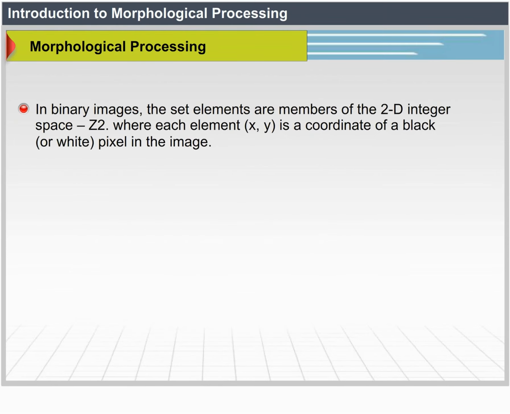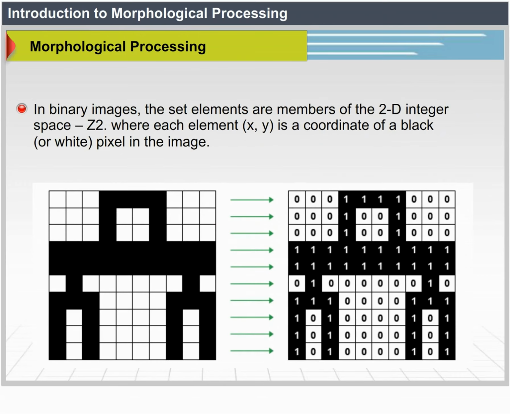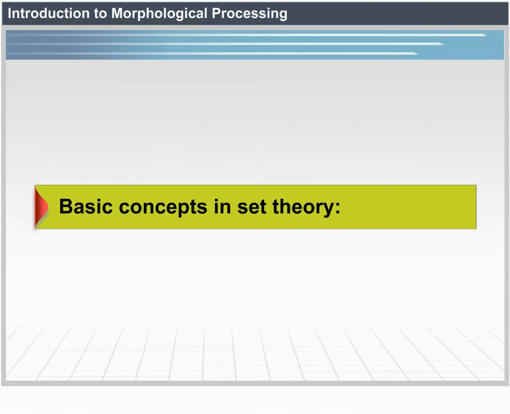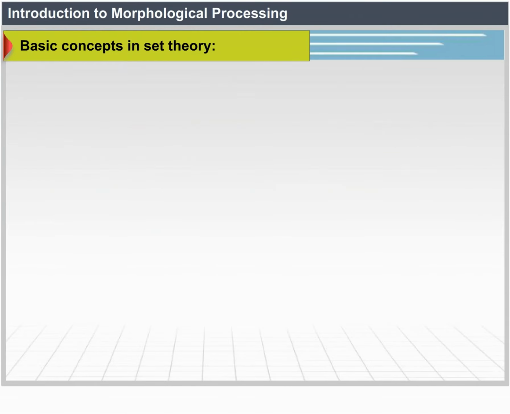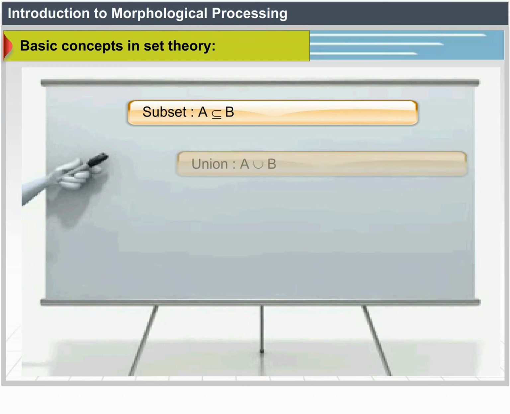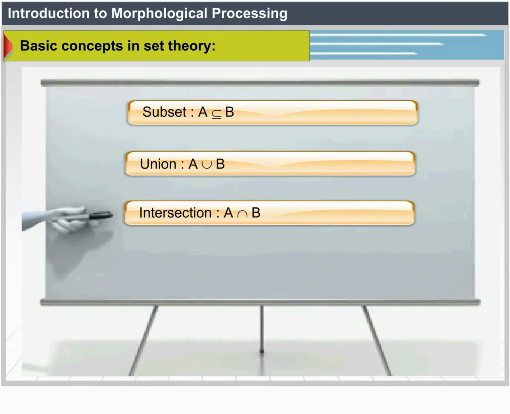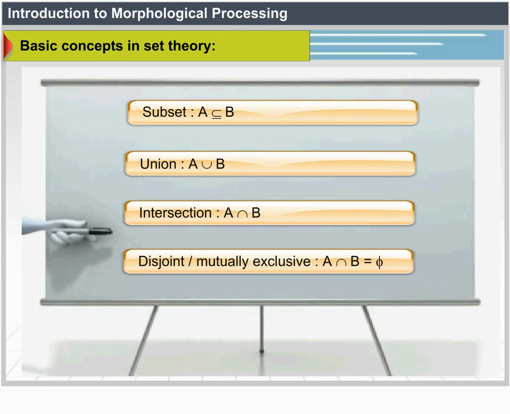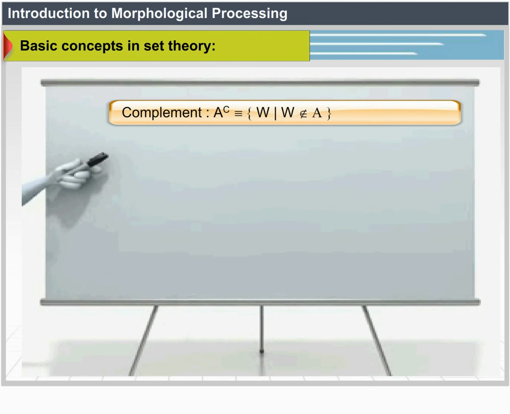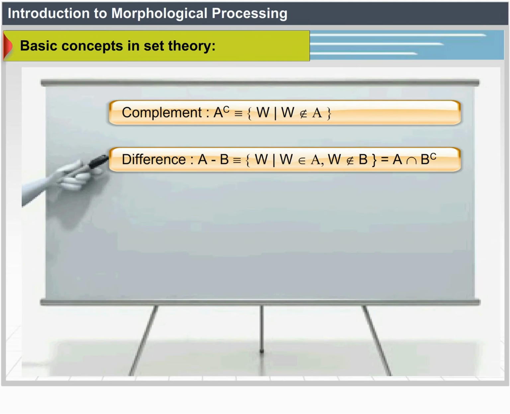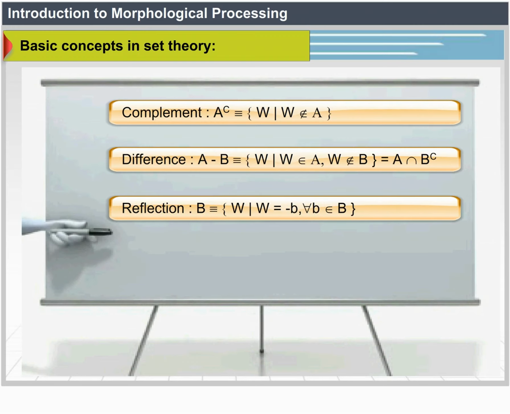In binary images, the set elements are members of the 2D integer space, where each element (x, y) is the coordinate of a black or white pixel in the image. Basic concepts in set theory: subset, union, intersection, disjoint (mutually exclusive), complement, difference, reflection, translation.